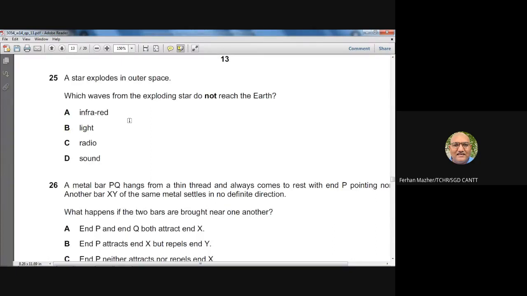A star explodes in outer space. Which waves from the exploding star do not reach the Earth? The sound which is produced cannot reach the Earth because between the star and the Earth we have space, we have vacuum, and the sound cannot travel through the vacuum. The question was, which waves do not reach the Earth? Sound waves.